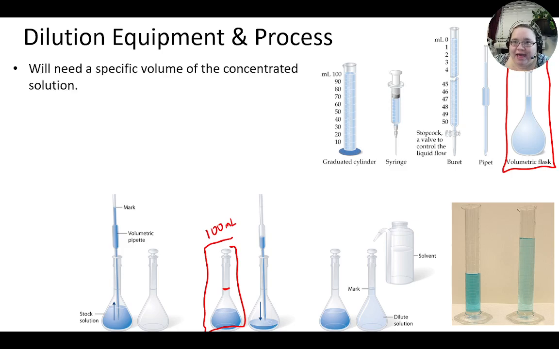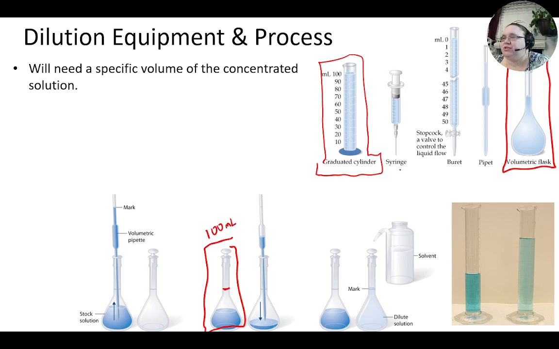So you have to have a specified volume of your concentrated solution. Now, how do you get that specified volume? Well, it just kind of depends on what equipment you have handy. You can use graduated cylinders to measure out that specific volume. That is something that we would typically use in a first year chemistry class.